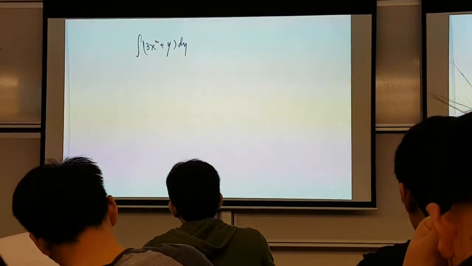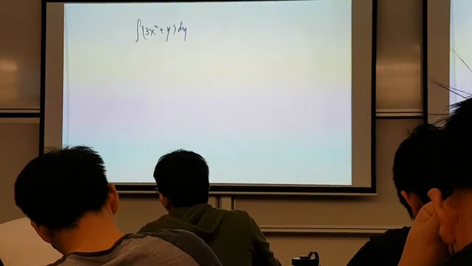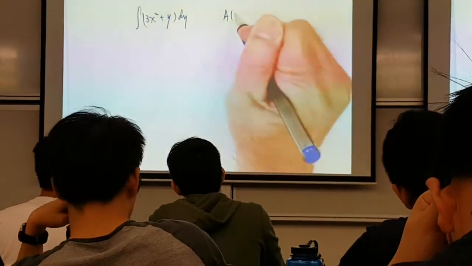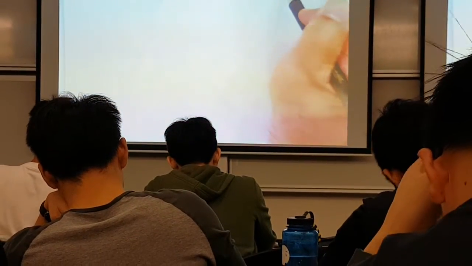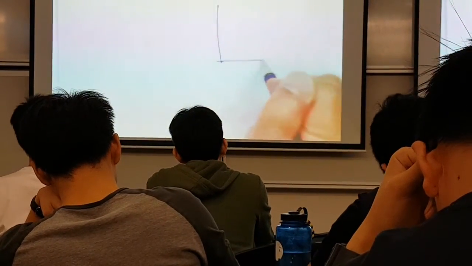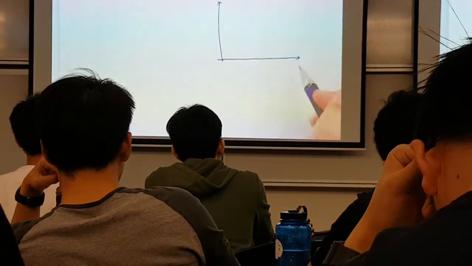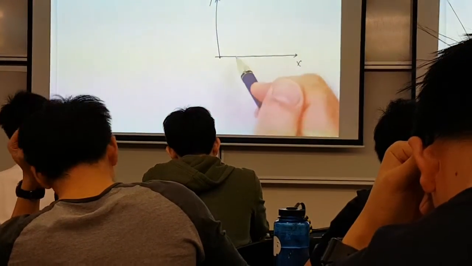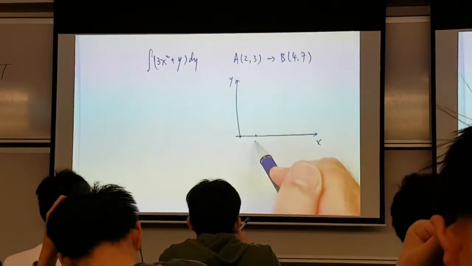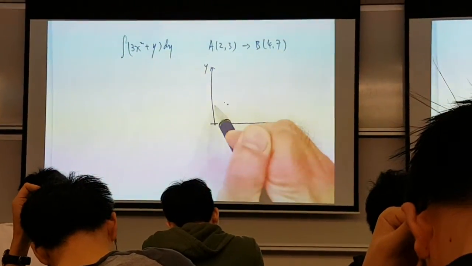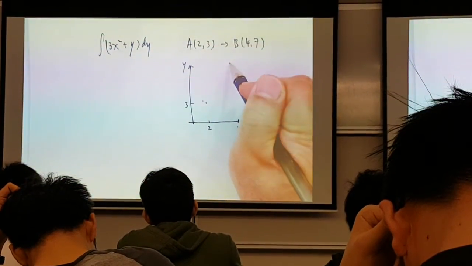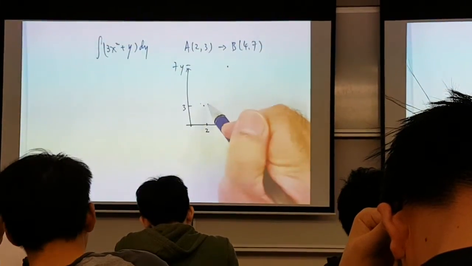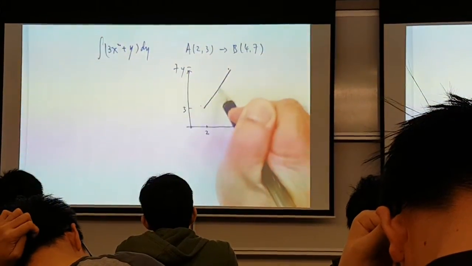Okay, 3x squared plus y dy along the line. So the line given is A is (2, 3) to B, which is (4, 7). In this case, if you were to draw the contour in your xy plane, your contour started out from A, where x is equal to 2, y is equal to 3, and ended up with x equal to 4, y equal to 7. So it's actually just a straight line, alright?